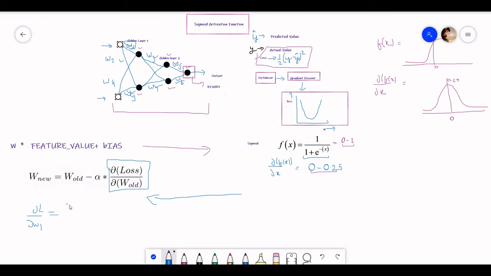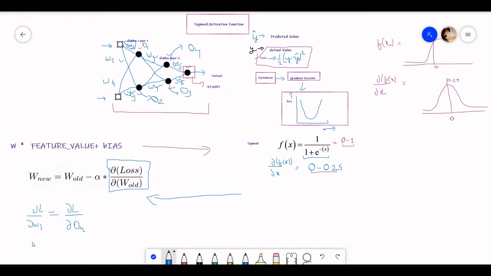So it should be our del L upon del O4. Okay, first we have to write our, suppose it is our output 1 and it is our output 4, and it is our output 2, it is our output 3.